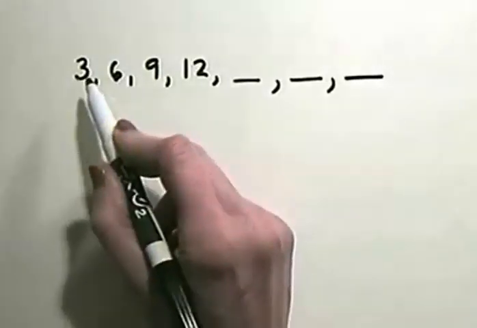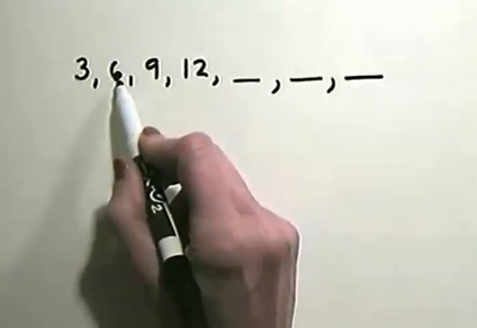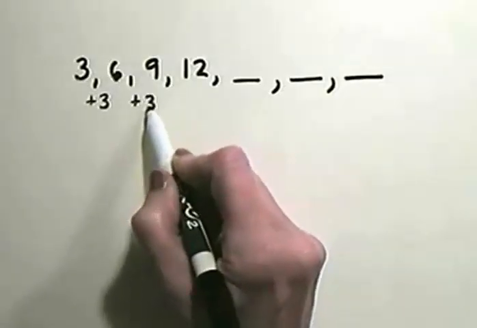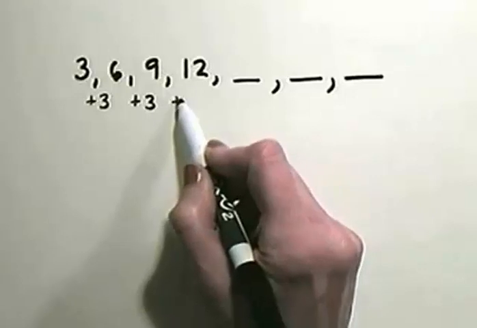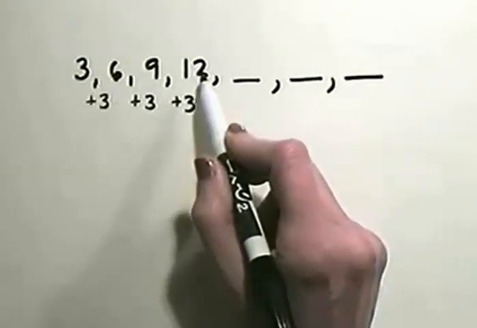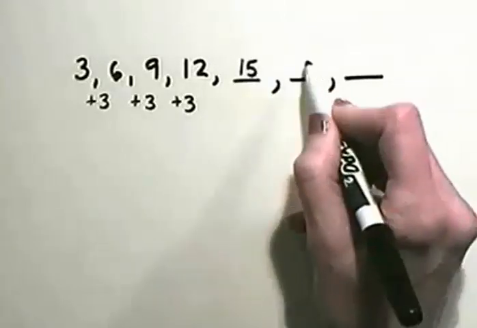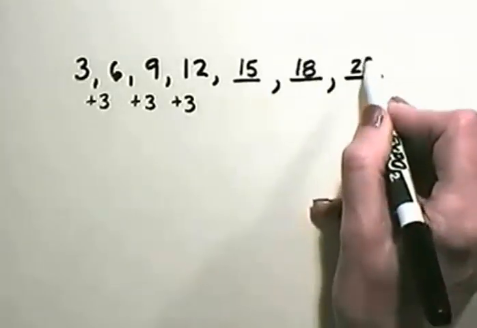What we want to look at is the fact that 3 to 6 is an addition of 3. 6 to 9 is another addition of 3. 9 to 12 is another addition of 3. So noticing this pattern, we could say our next entry would be 15, and then 18, and then 21.